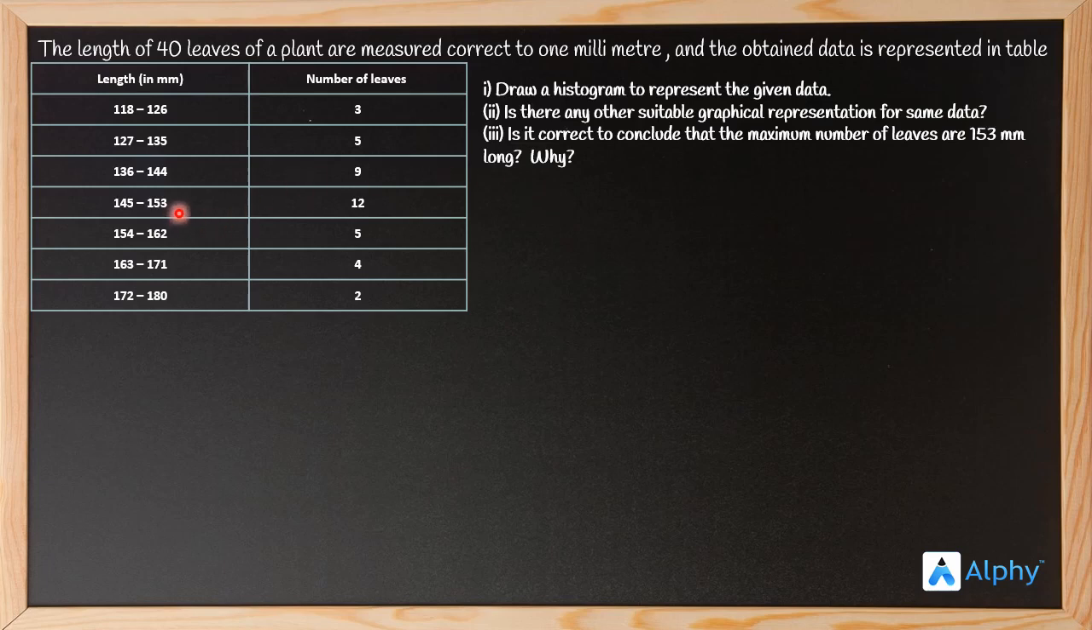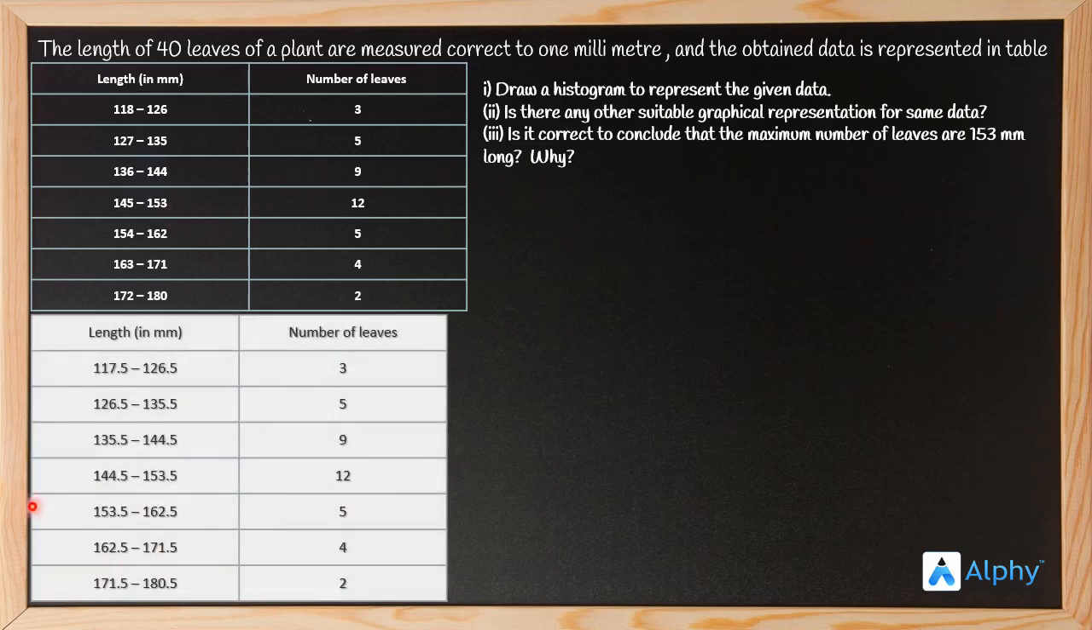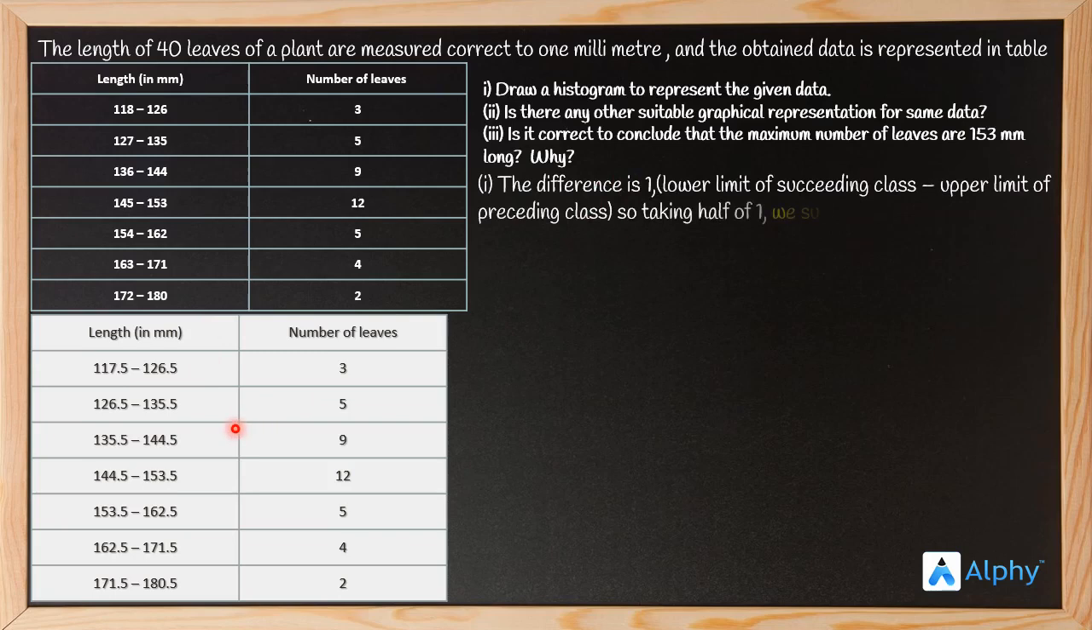Okay, let us see. First of all, we need to create a new table because we are asked to construct a histogram. And the first and foremost condition for constructing a histogram is to have continuous classes. And in the given question, the classes were discontinuous. So we have constructed a table which consists of continuous classes. So how did we do that? For this, we have taken the difference, which is 1. Now what is this difference?